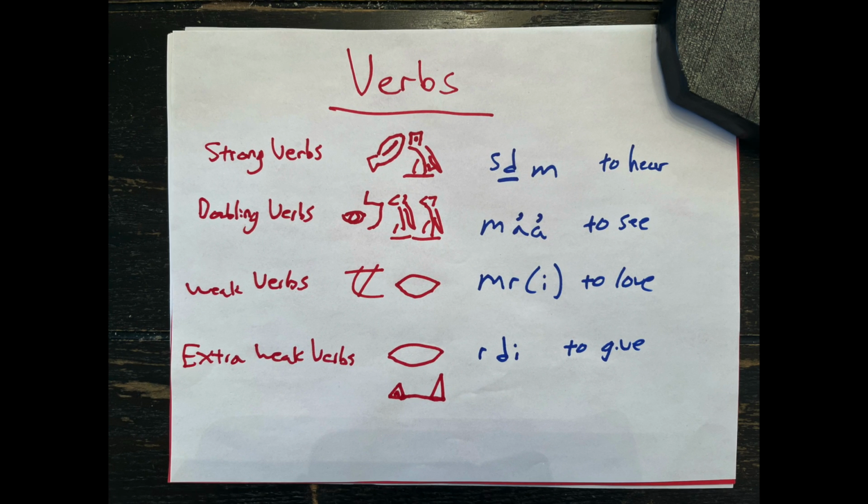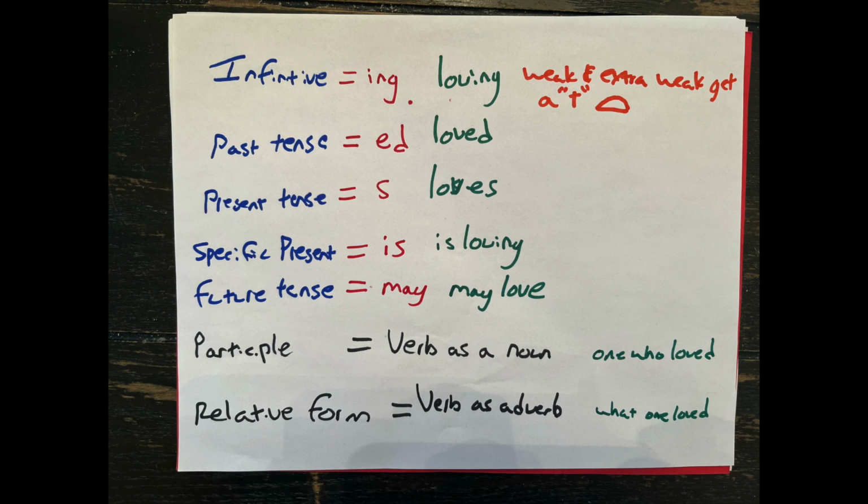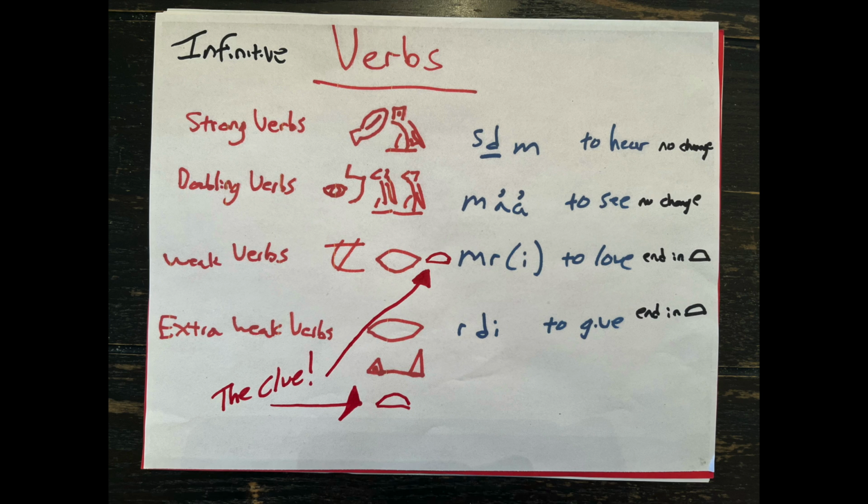And we're talking verbs. We've moved into our full deep dive into verbs, and the first thing to know about Egyptian verbs is there's four kinds: strong, doubling, weak, and extra weak. And all of these verb types can be processed into the major tenses: past tense, present tense, participle. Some of them we have in English, some of them we don't.